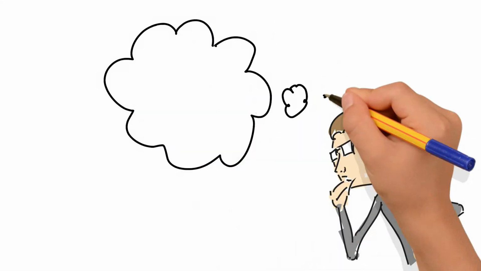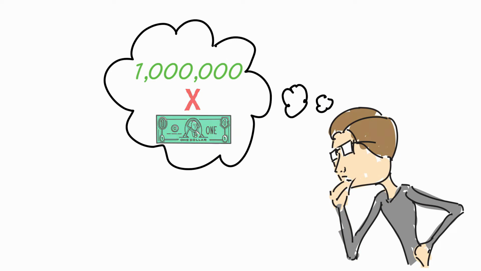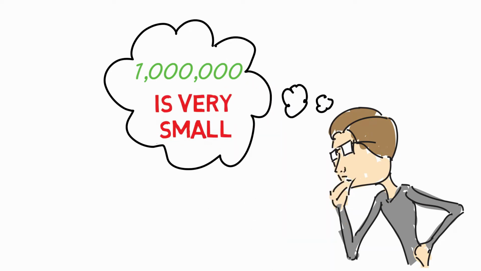Today we're going to talk about how small 1 million is. We usually think of 1 million as being a large number, like $1 million. But in a lot of ways, 1 million is actually a very small amount.